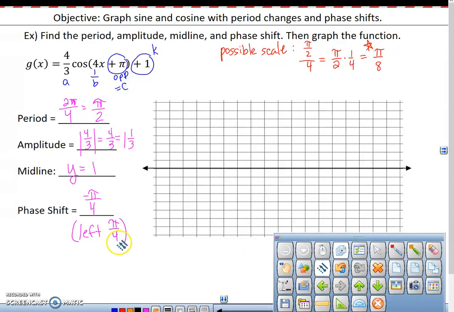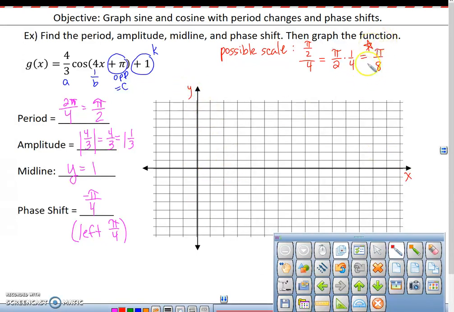And I do have a bit of a phase shift to the left, so I want to make sure I have enough room to make that first shift to the left. I'm using a pi-8 scale, which means 2 squares would be pi-4ths. So I am going to give myself 3 squares over there just to make it a little bit cleaner and easier to work with.